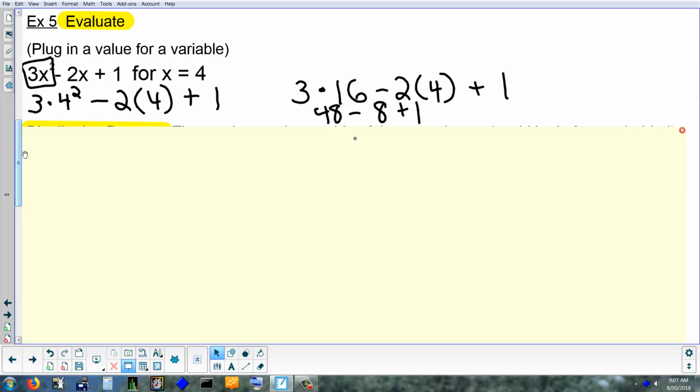Chris, let's do 48 minus 8. 40. I got 40 plus a 1. Final answer, everybody, is 41. So again, that was like 2 steps. You had to plug in the numbers and then do order of operations. Alright?